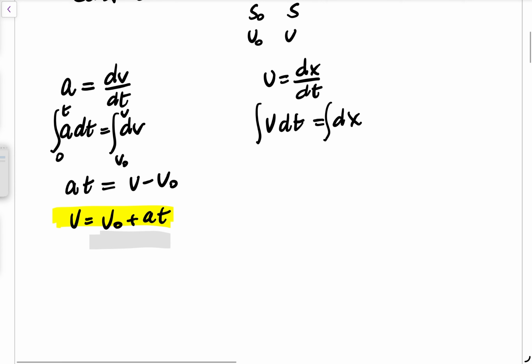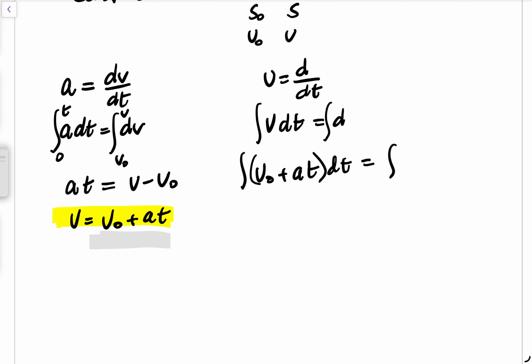Where I have the v, v is v naught plus at. I'm going to plug that in for my v here. So I'm going to integrate v naught plus at, all of that dt, equals, we're going to integrate dx. I knew I was going to do this: I said I was going to use s for the variable, and then I put x in there. So I'm going to switch these to s's. So here I have a ds.